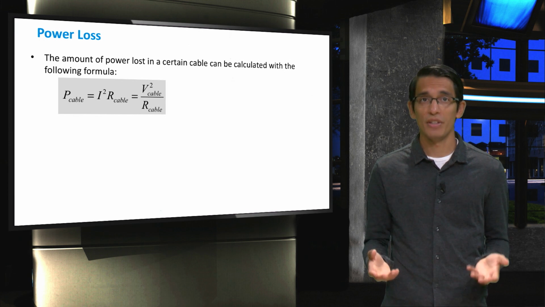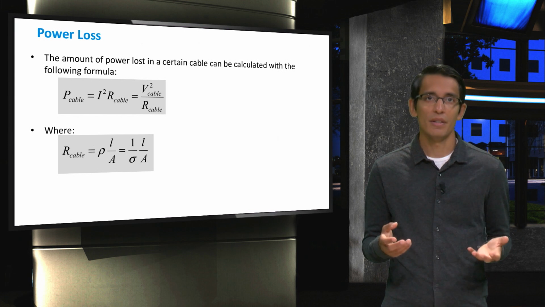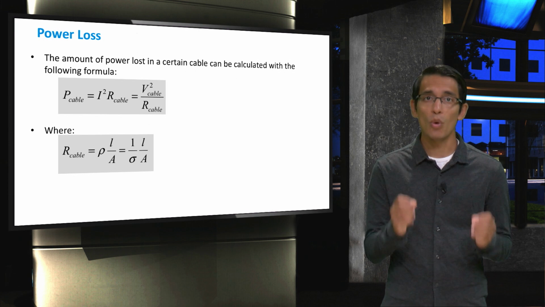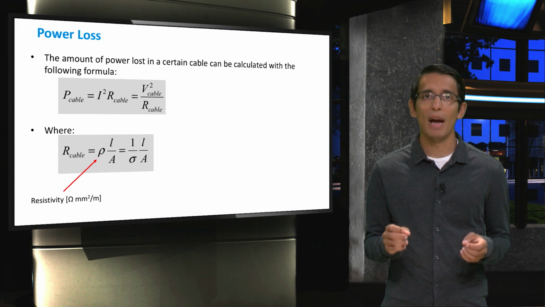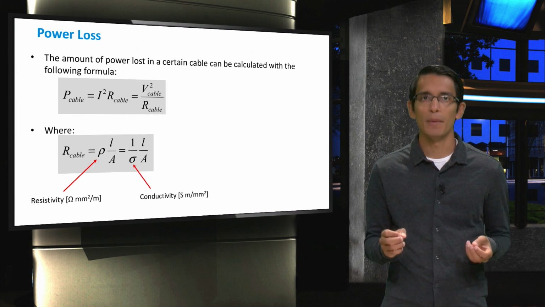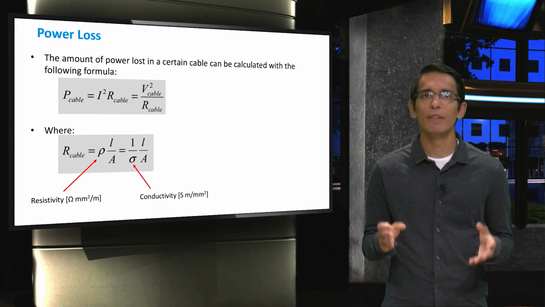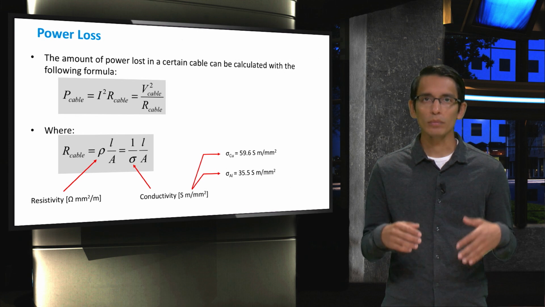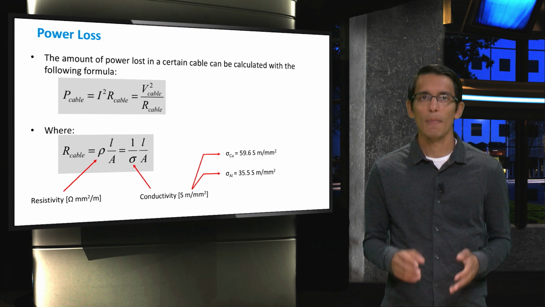But how can we determine the resistance of the cable? Using the basic formula for resistance of any conductor, the resistance is equal to the resistivity, ρ, times the length of the cable divided by the cross-sectional area. Rho can also be replaced by 1 over the conductivity, sigma. A higher conductivity means that the same amount of wire will have lower resistance. Here you can see some typical conductivity values for copper and aluminum. You can see that copper is almost twice as conductive as aluminum.